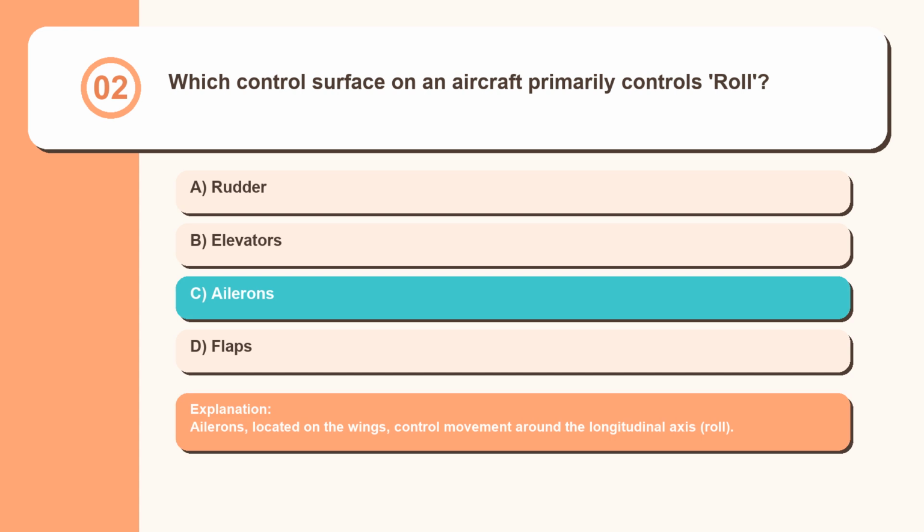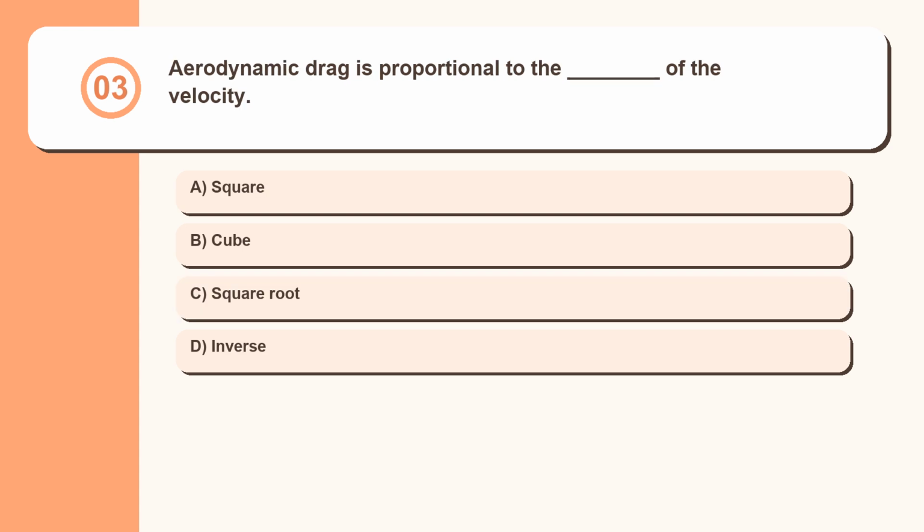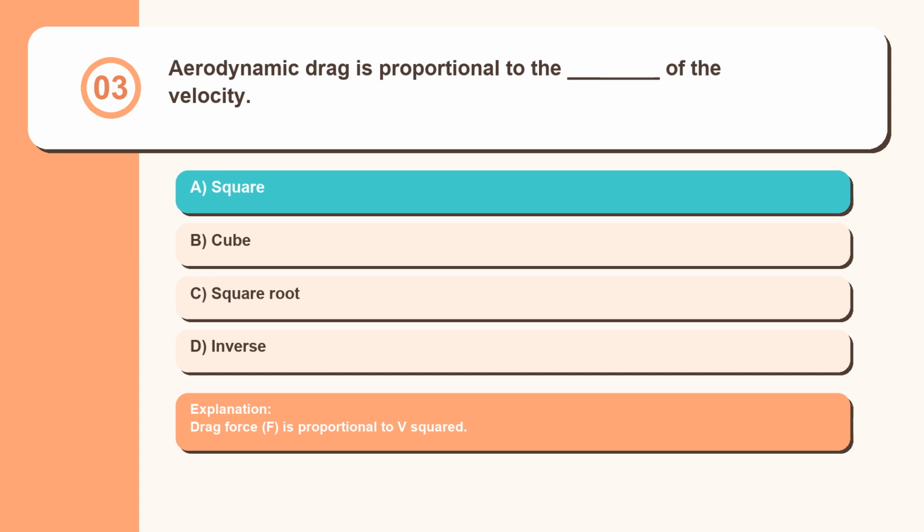Ailerons, located on the wings, control movement around the longitudinal axis, roll. Question 3. Aerodynamic drag is proportional to the blank of the velocity. Square, cube, square root, inverse. Drag force, F, is proportional to V squared.